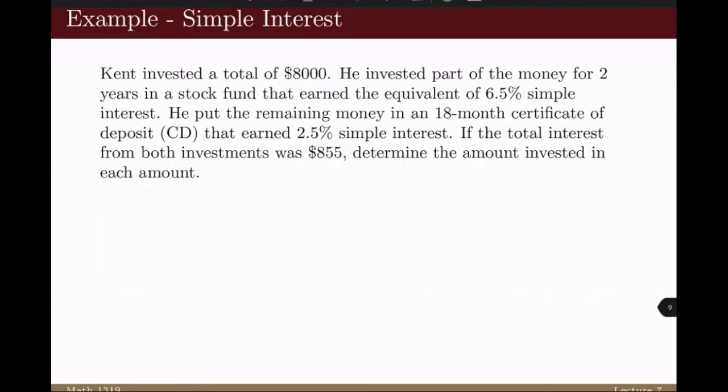So our buddy Kent decided to invest a total of $8,000. He invested part of the money for 2 years in a stock fund that earned the equivalent of 6.5% simple interest. He put the remaining money in an 18-month certificate of deposit, which is called a CD, that earned 2.5% simple interest. If the total interest from both investments was $855, determine the amount invested in each. Ooh, that should say account. I'm sorry, I have a typo. This should say account.